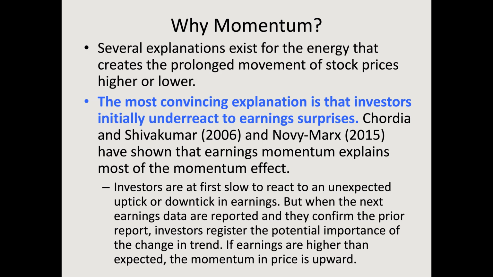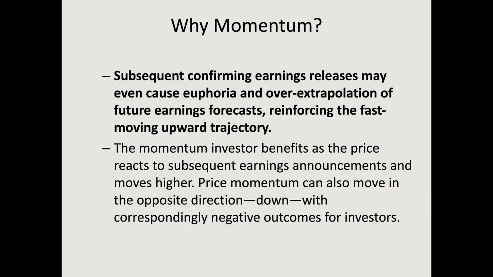And likewise, if there's bad news out there, they tend to not buy the stock. But if the bad news becomes really bad again, they tend to sell the stock and force the price downward. So that might be a good explanation of the momentum. It relates to subsequent confirming earnings releases. They all cause euphoria. Investors over-extrapolate future earnings forecasts. They tend to say, hey, these earnings are going to continue to go up in the future, when in fact, a lot of the times they don't. So it's again, basically a behavioral factor of investors chasing returns.